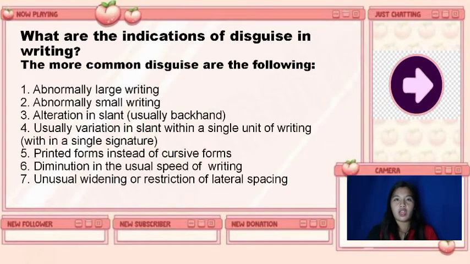So, what are the indications of disguise in writing? The more common disguises are the following: abnormally large writing, abnormally small writing, alteration in slant, usually backhand, unusual variation in slant within a single unit of writing or within a single signature, printed forms instead of cursive forms. Next is diminution in the usual speed of writing. Then lastly, unusual widening or restriction of lateral spacing.